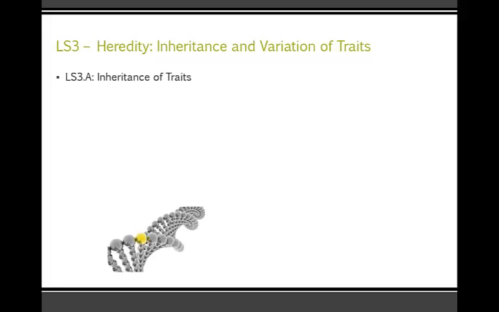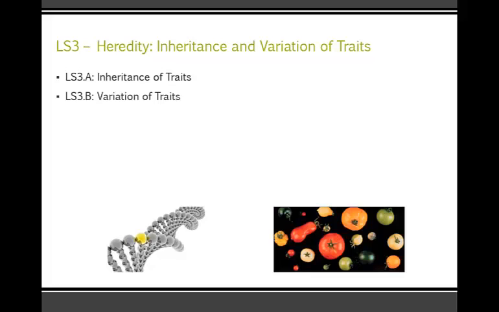So the first topic here is inheritance of traits, and that question is how are the characteristics of one generation related to the previous generation? And the second topic is variation of traits, and that really addresses the piece about how individuals of the same species vary and how they look, function, and behave.